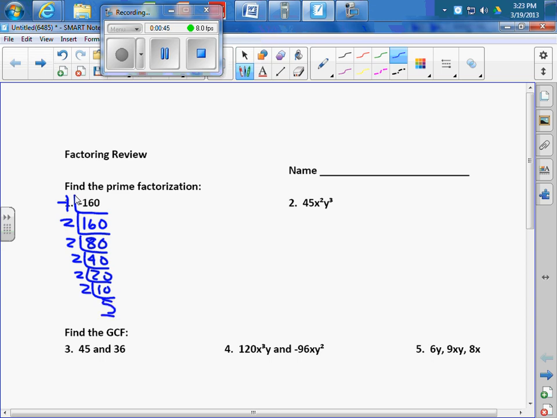Once you get done with a prime number, you're done. So make sure you write these out, including the -1. So we're going to have -1 times 2 times 2 times 2 times 2 times 2 times the 5.